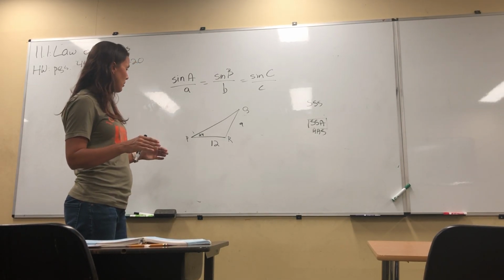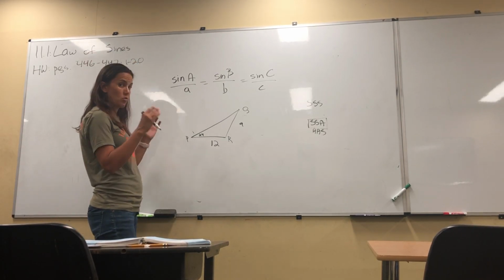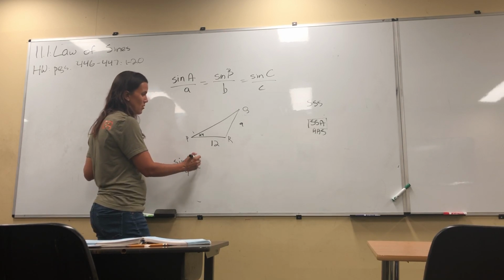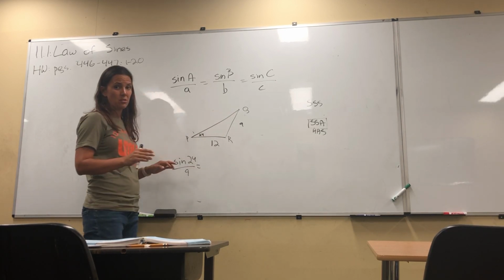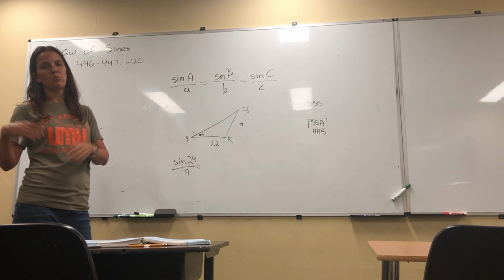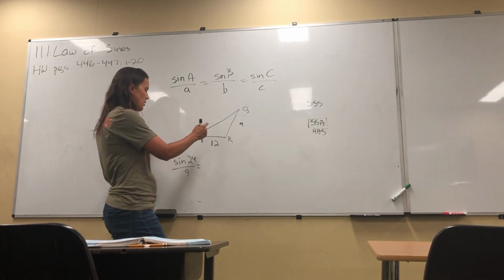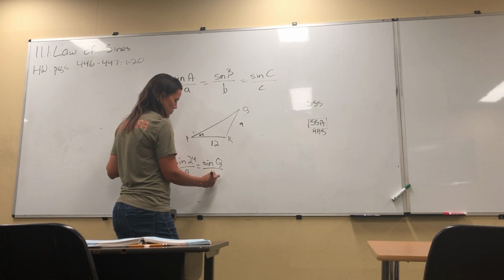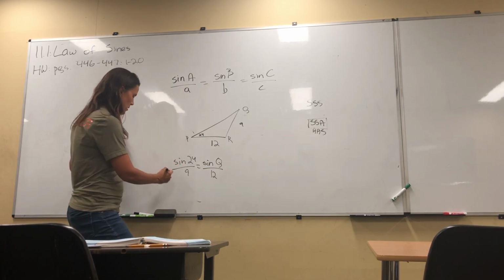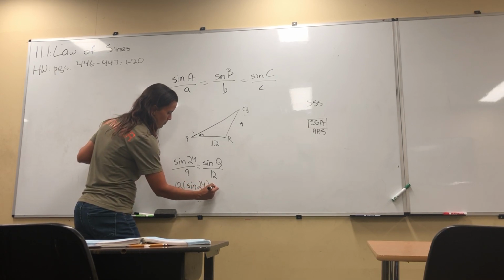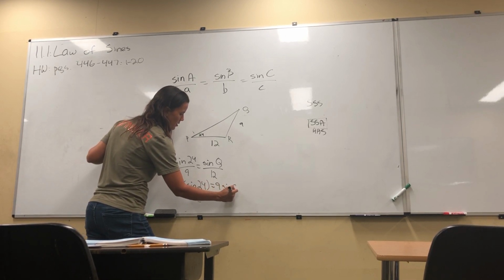So we have all of the information for P, so we know we want to use that, right? So we know that the sine of 24 over 9 is going to equal, we have nothing for R. So we're not going to mess with R for now, we're going to find Q. Once we find angle Q, we can find angle R, do the rest of the math. So that's going to be the sine of Q over 12. Well, we can go 12 sine of 24 equals 9 sine of Q.